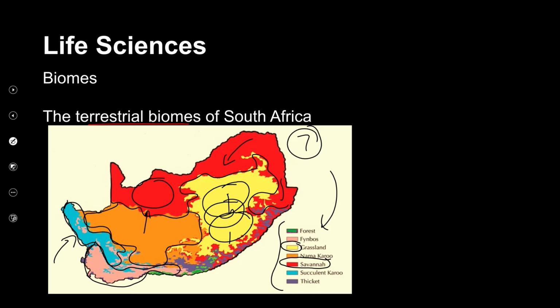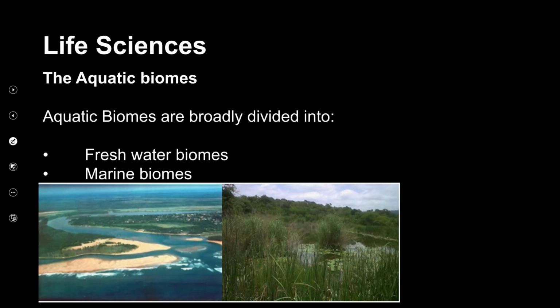If we go further into this, we can see that we've got scatters of these purple areas called the thicket biomes, and these are areas along the eastern coast of South Africa. And then we also need to recognize that we've got forest biomes along the eastern coast of South Africa. So guys, these are the 7 different biomes that we have that are terrestrial.